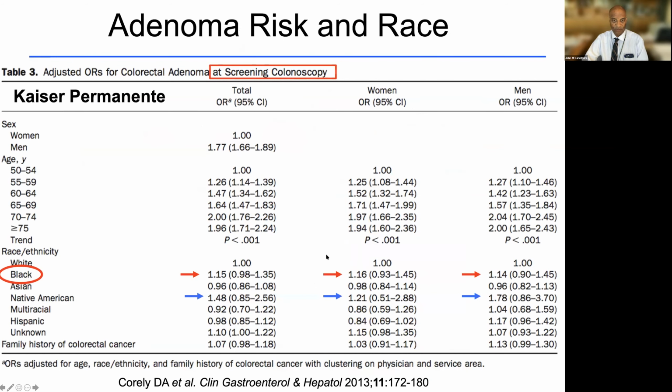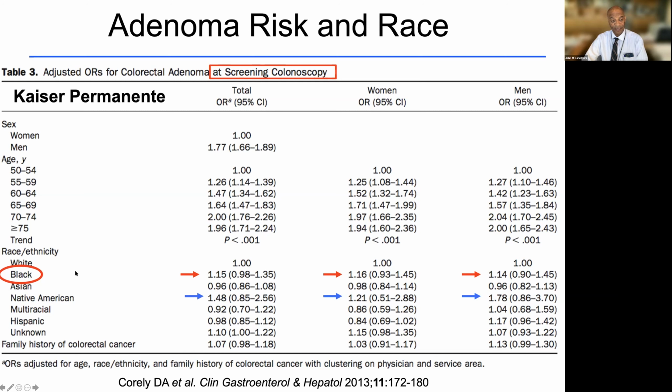Now, those adenomas, those precursors, the real question is, we see these disparities, particularly for African Americans and Native Americans. Does that hold up with adenomas? The answer is yes. This is a very large study out of Kaiser Permanente looking at screening colonoscopy. And we do know that men tend to have higher rates of colonic adenomas, 1.77 compared to women. And the older you are, the higher the risk for adenomas goes up. As you can see, the relative risk goes from 1.26 from 55 to 59, all the way to essentially over 2 once you get above age 70 without the intervening colonoscopies.